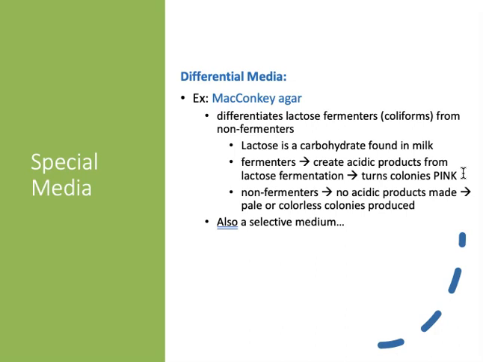Organisms that are not able to ferment lactose will not cause the production of this acidic metabolite, so the pH of the medium won't change, and the colonies will grow as colorless. Something else to note is this. Any type of bacteria that's capable of fermenting lactose gets a special name. We refer to those bacteria as coliforms. Now, MacConkey agar is both a differential medium and a selective medium. We'll get to that in just a minute.